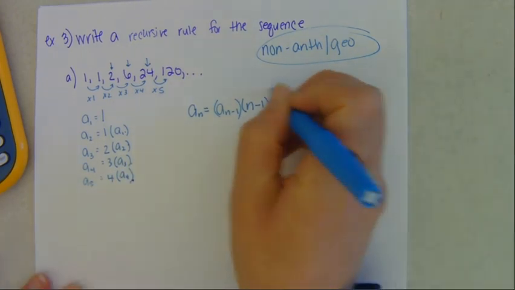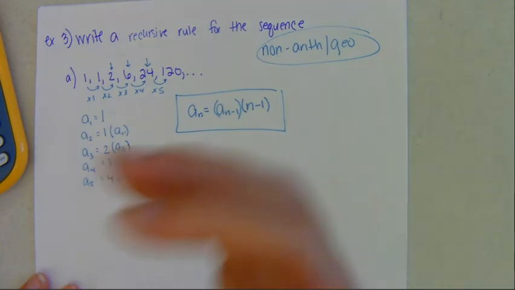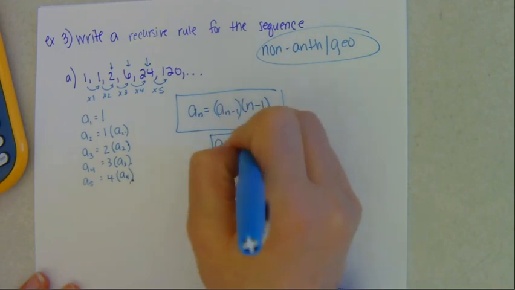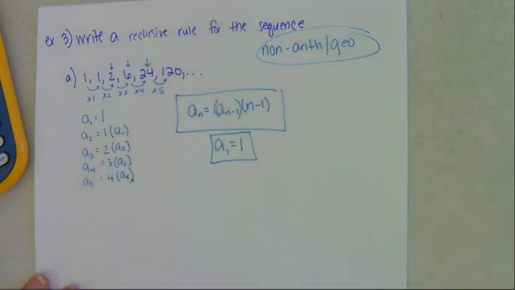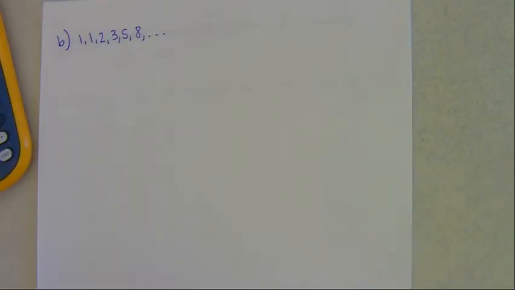Now remember, here's my rule. In order to write a recursive rule, you also need that starting term. So I'm also going to have to include that A sub 1 is 1. My first term is 1. Those are definitely a little bit trickier. Let's go ahead and try another one.